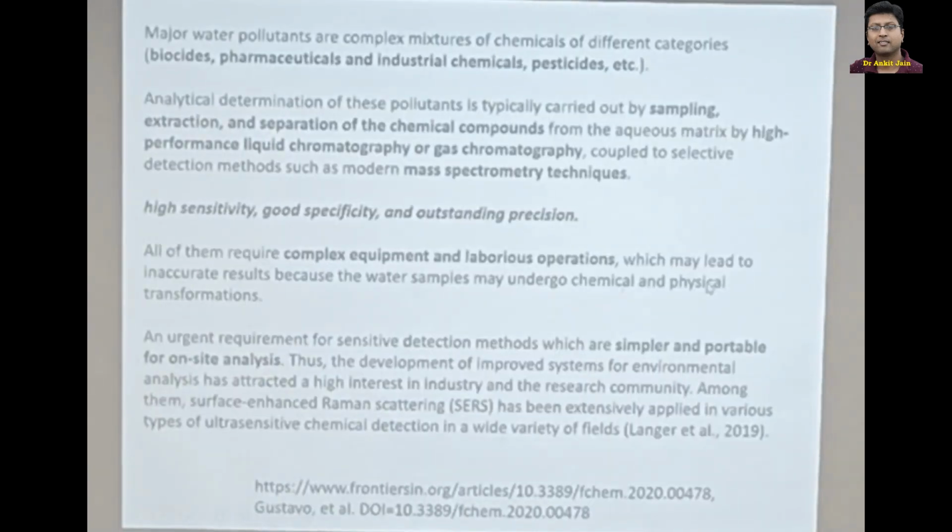When we talk about water pollutants like biocides, pharmaceuticals or industrial chemicals like pesticides and so on, usually you do HPLC, gas chromatography or mass spectroscopic techniques because they are highly sensitive, very specific and have very good precision. But there are laborious operations: you have to take a sample, extract it, separate the chemical compounds, and the complex equipment cannot be carried to the sample. That is why there was a need for something simpler and portable for on-site testing. And that is where Raman and SERS have come.